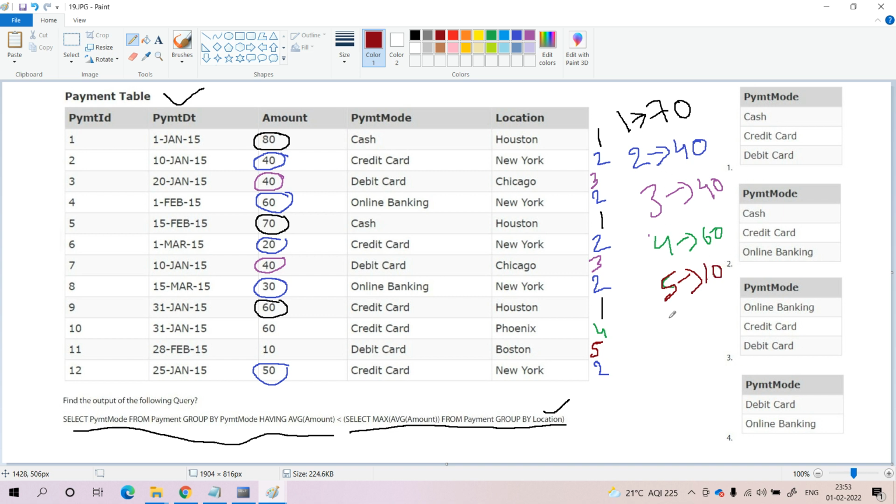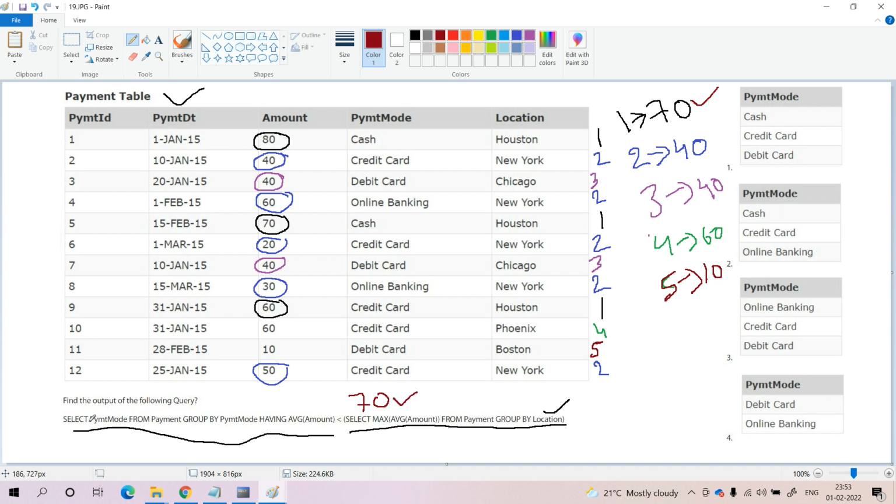Now out of all the groups we are getting the average amount, and among all the average amounts we need to calculate the maximum. What is the maximum of all the average amounts? 70 is the maximum of all the average amounts, so that's the value we need to consider. So here you will get 70. 70 is the value that we are getting for this entire query: select max of average amount from the payment group by the location. For this entire query, the answer is 70.